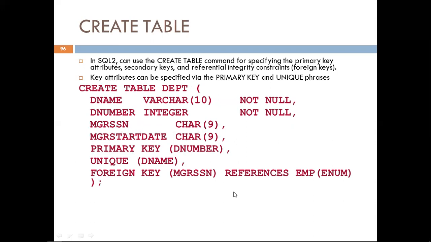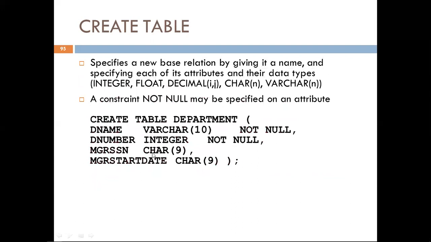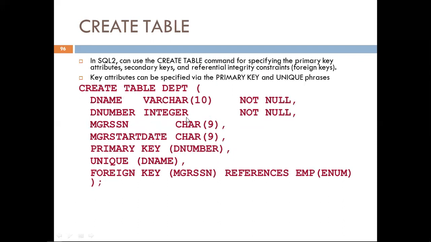So next, another alternative creation of the department table. Here we'll try to specify the primary key attributes and secondary key attributes, along with the foreign keys. A foreign key is also called a referential integrity constraint. Another way we can represent the department table is department name, variable character, not null. In our previous example, we have used both variable character and character. We shall see the difference of these two data types in today's class. Department number is integer, not null, then manager SSN, manager start date.